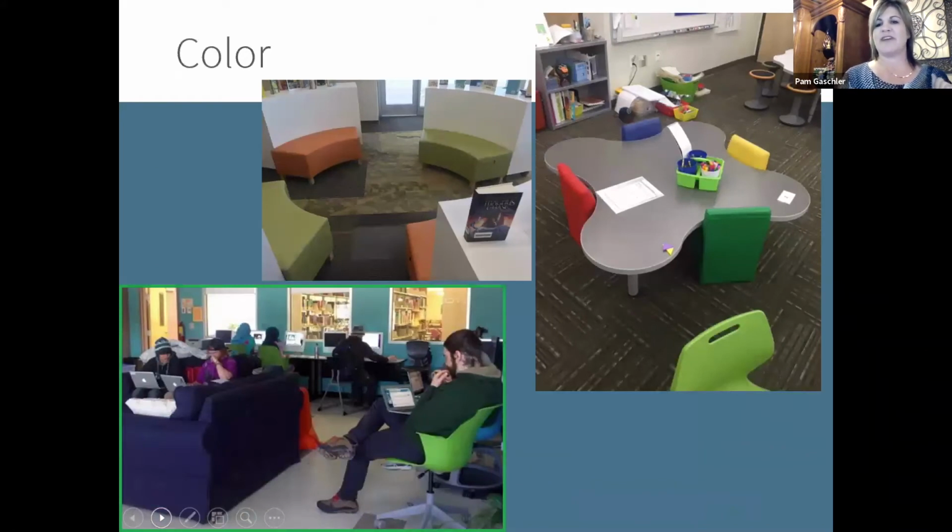Color, look at these vibrant colors. Who wouldn't be engaged to be in this setting? And the options and the choice and the feeling, but it's welcoming, it's inviting. Teachers are engaged, students are engaged.